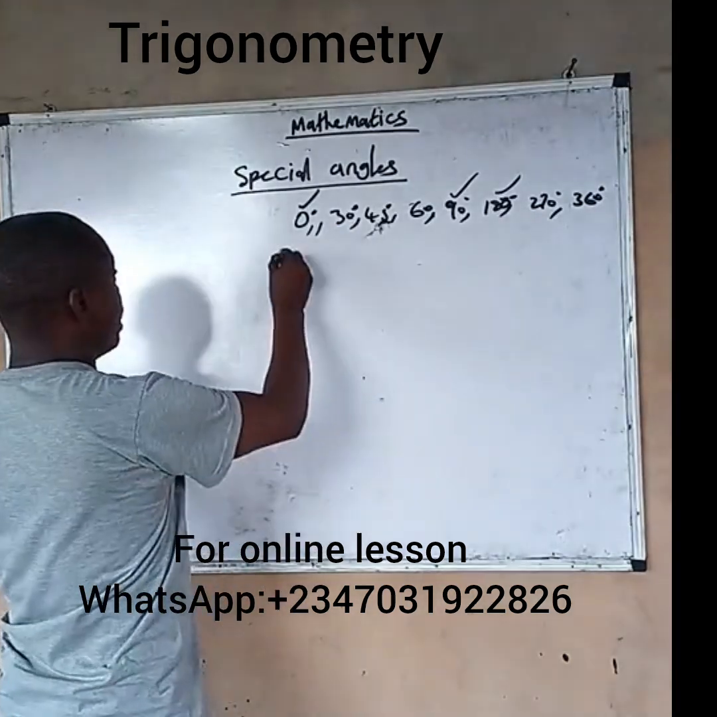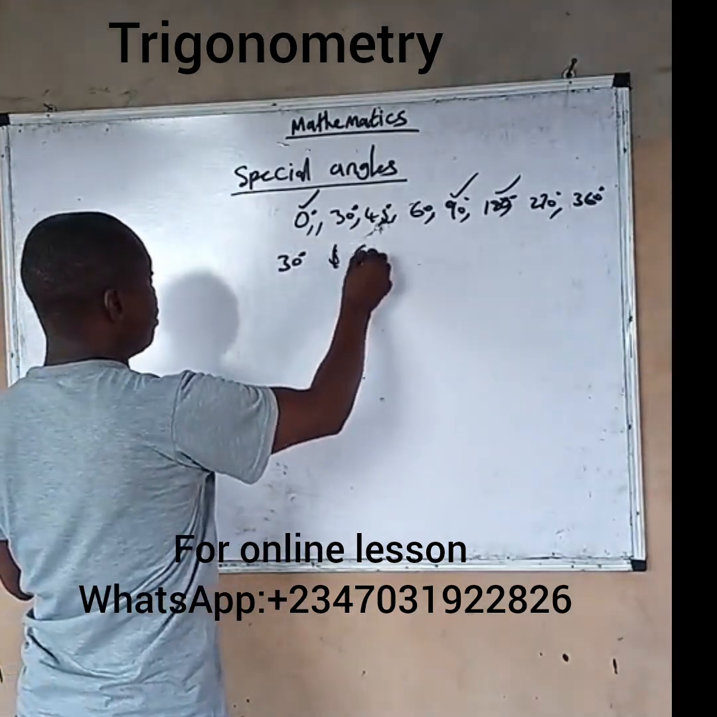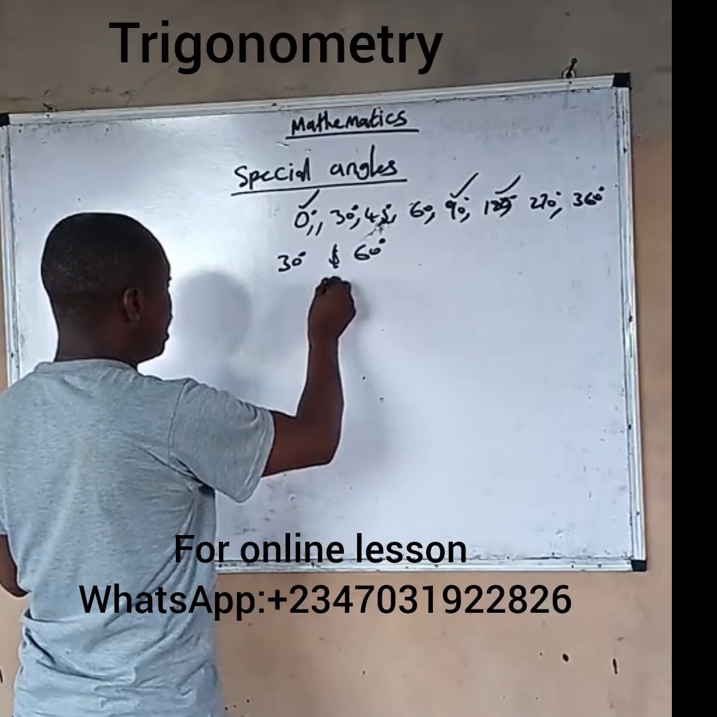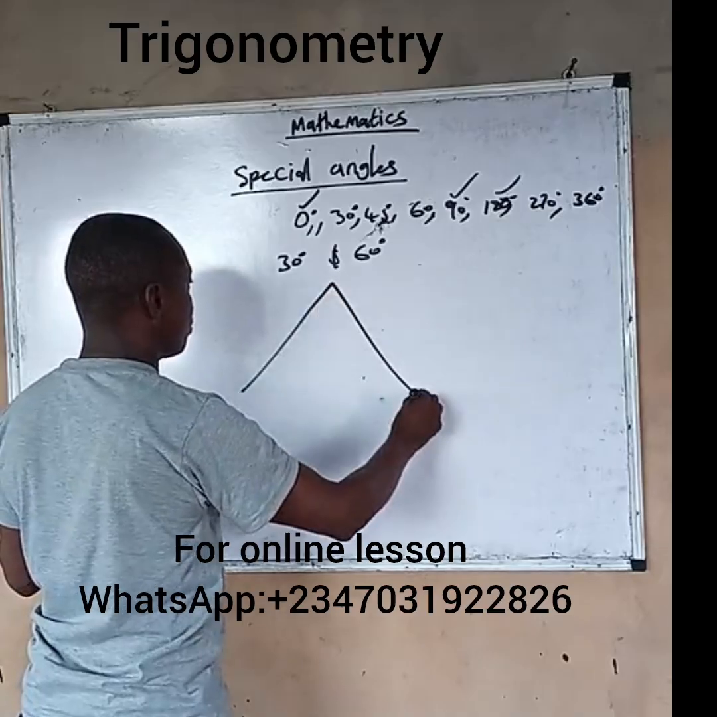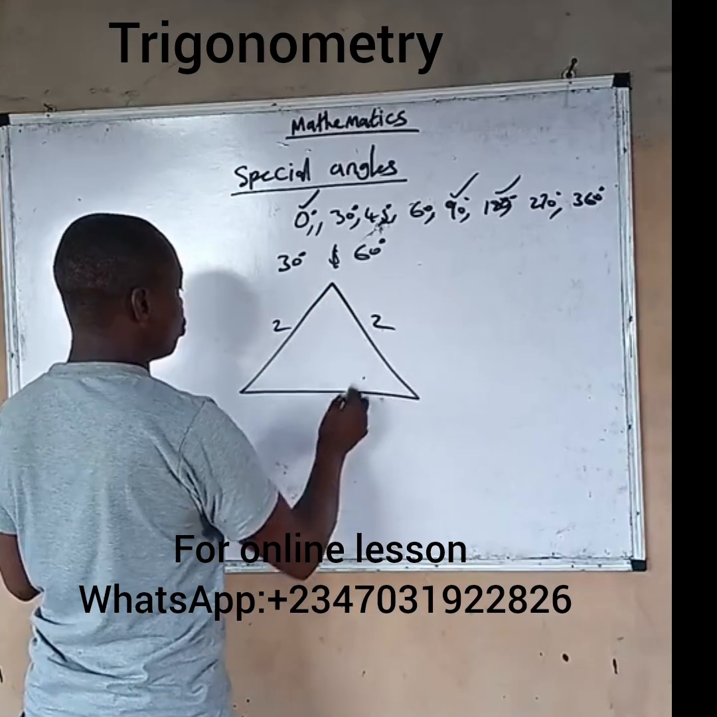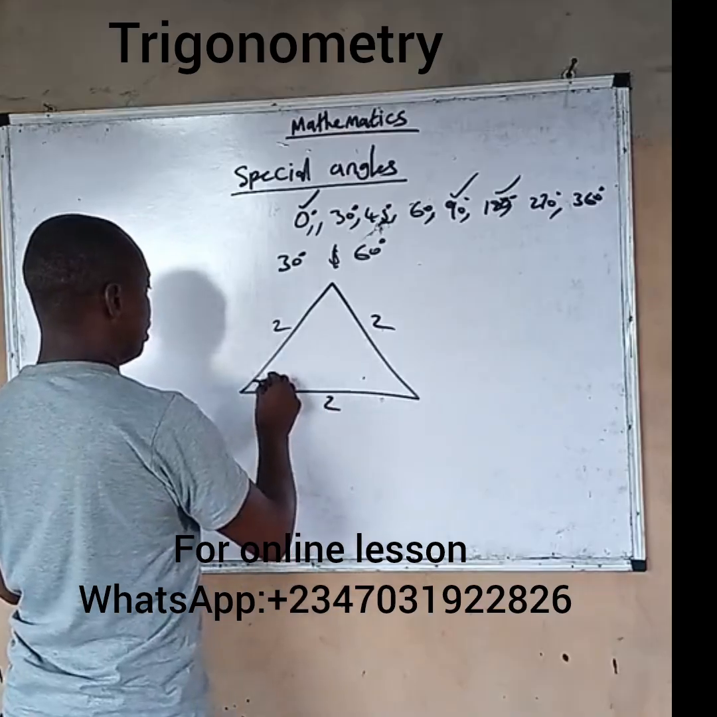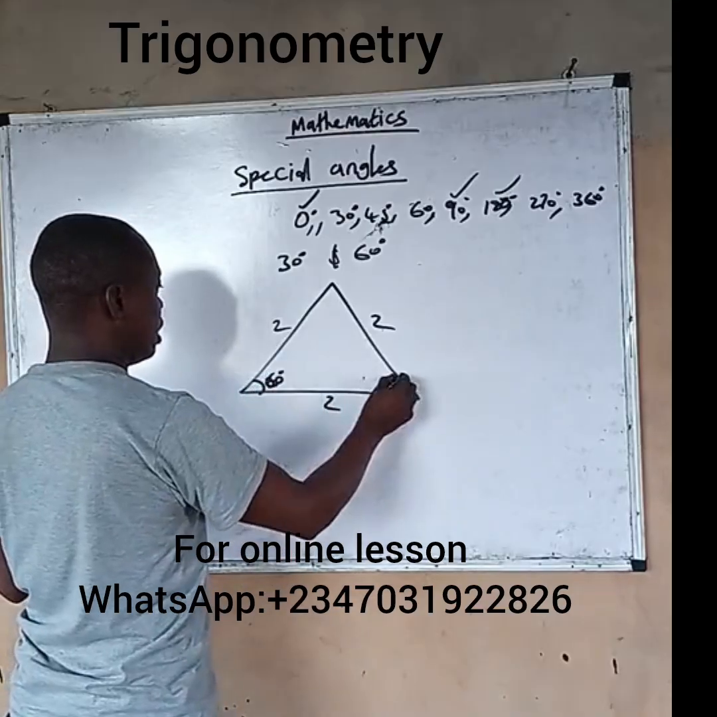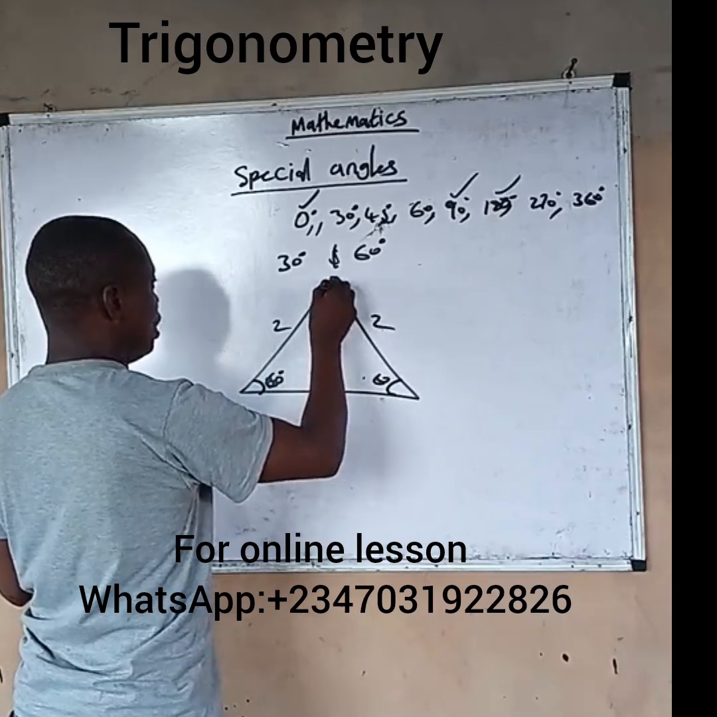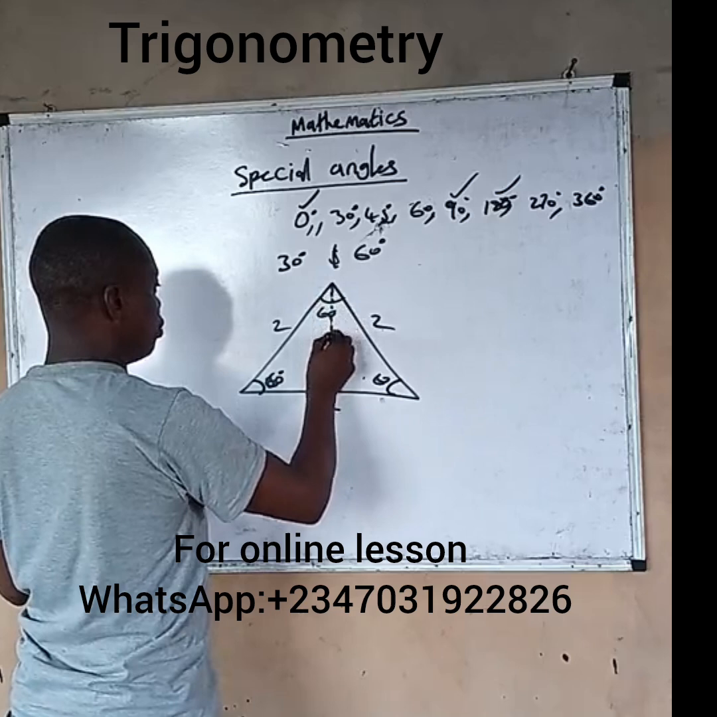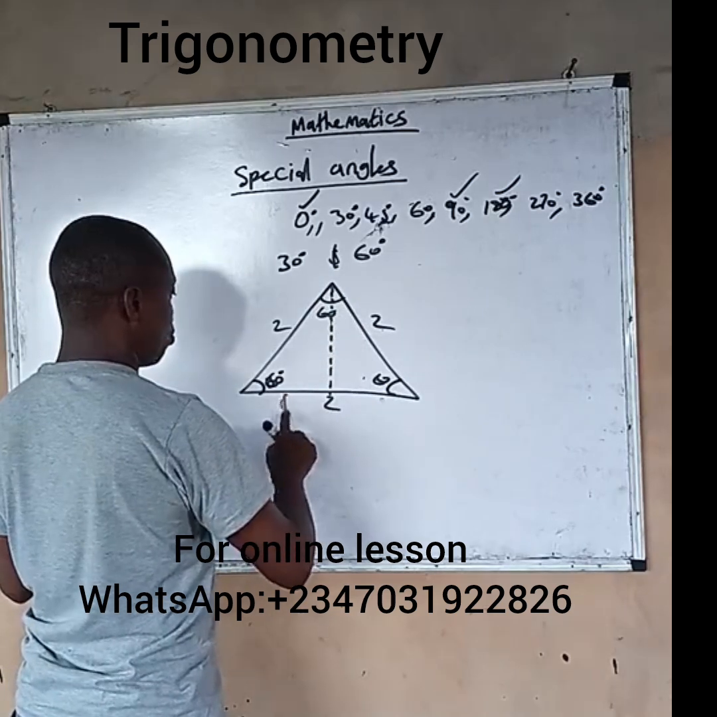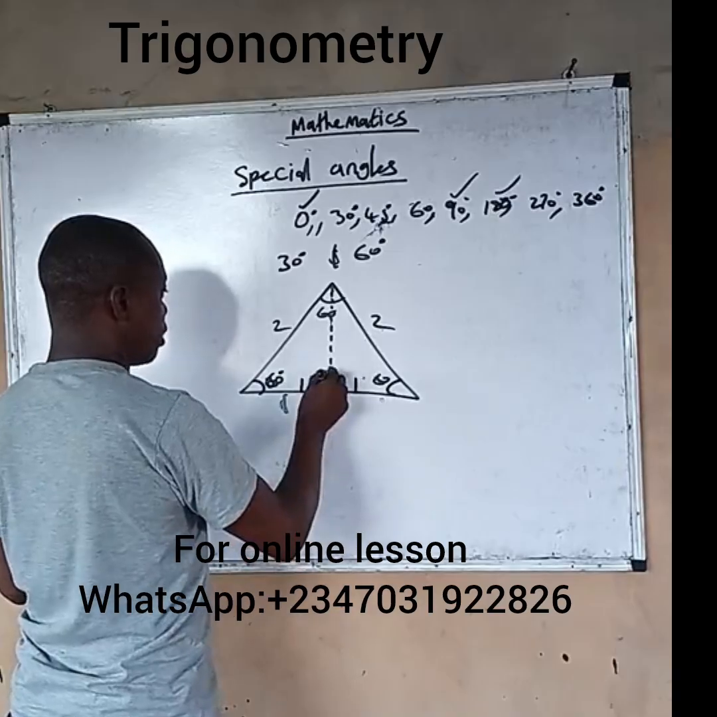Okay. To prove 30 degree and 60 degree, we normally use an equilateral triangle. Equilateral triangle, here is 2, 2, and 2. And here is 60 degree, and here is 60 degree. So if we share this triangle into 2 equal parts, since from here to here is 2, here will be 1, here will be 1, and here will be a right angle.